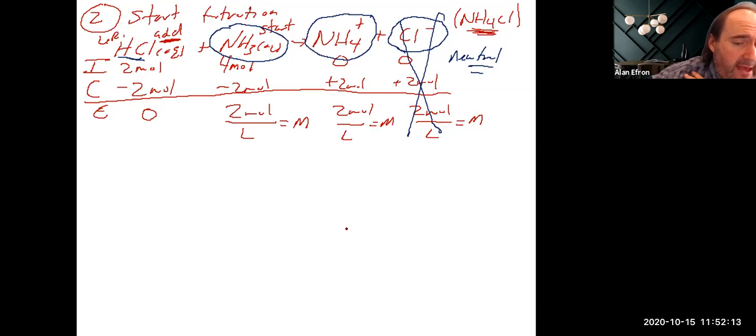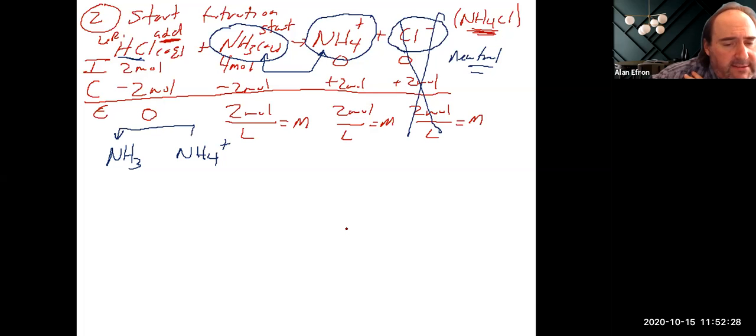So really what we have left over is NH3 and NH4 plus. Hopefully at this point you can recognize that these two things are related to each other. That is a weak base and its conjugate acid. That is also known as a buffer.